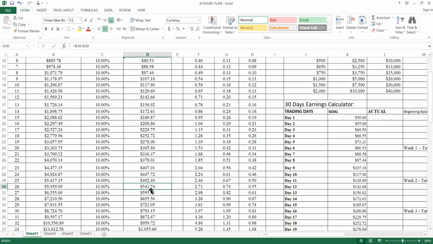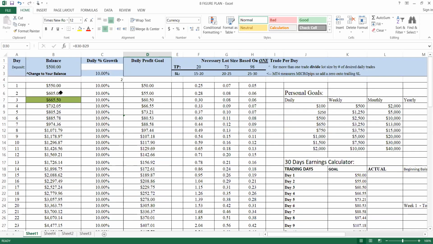So if you want to start making $500 per day, because some of you have told me that, or if you want to make $100 per day, guys, you only need 1,178 in your account to make $100 per day. 0.54, 20 pips still.